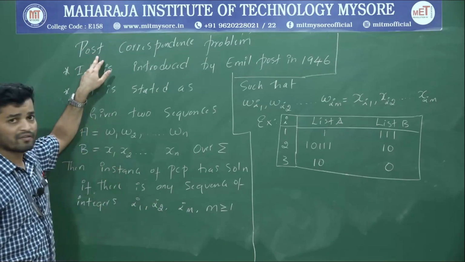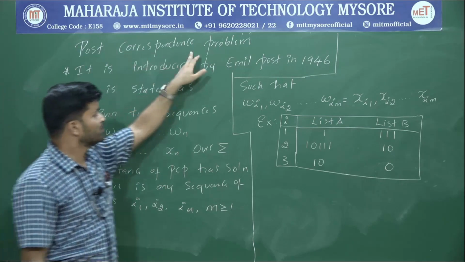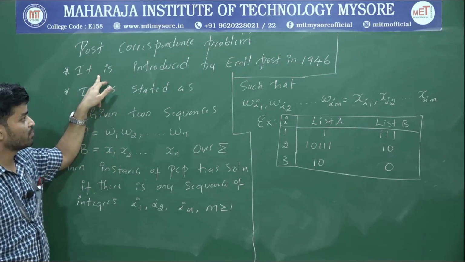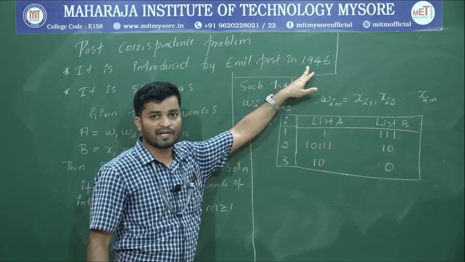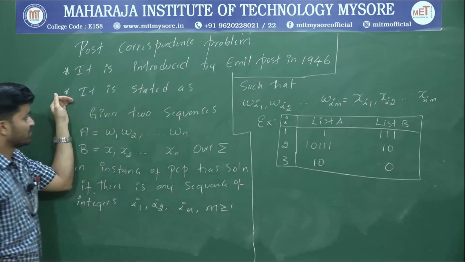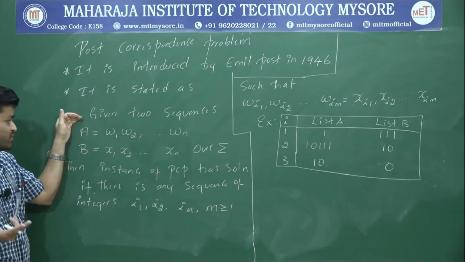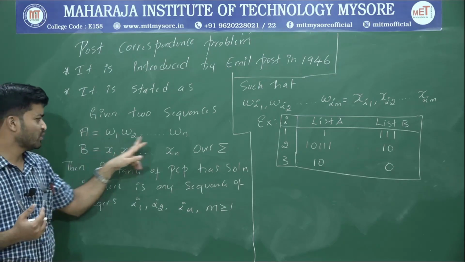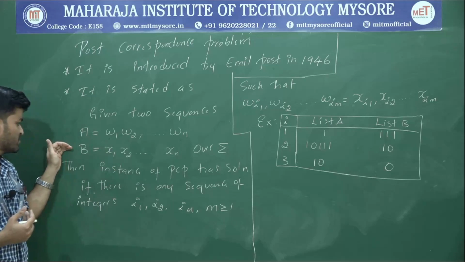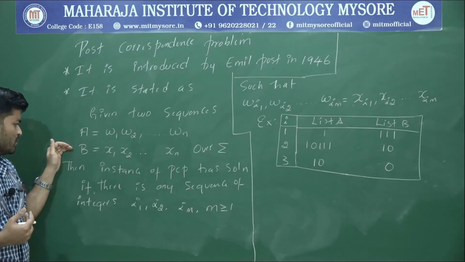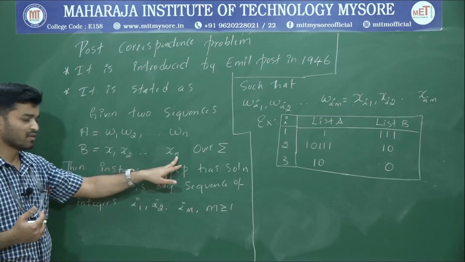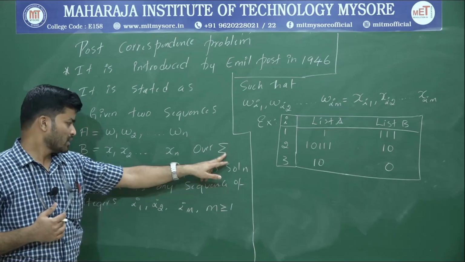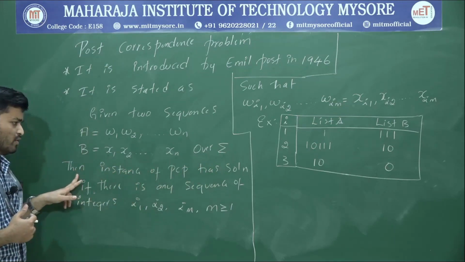So next I am going to discuss the Post Correspondence Problem. It's also called PCP. This Post Correspondence Problem was introduced by Emil Post in the year 1946, and it is stated as follows. Suppose you have 2 sequences. I call the first sequence A, that is W1, W2 up to Wn, and the second sequence B, that is X1, X2 up to Xn. Both belong to sigma, that is our input alphabet.